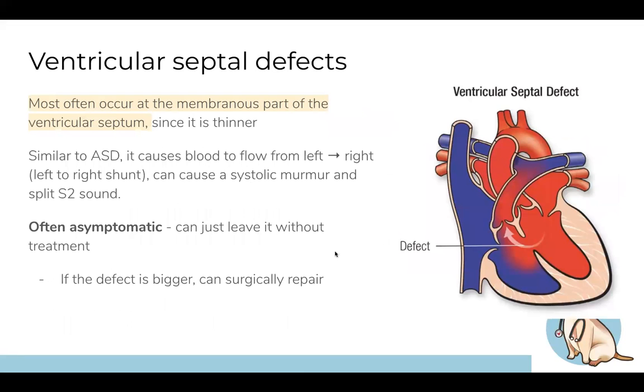Then you have defects in your ventricle. Usually it happens at the membranous part. It's usually asymptomatic, similar to the other one. If it's too big, then you can repair it, but usually it'll be fine. It's not going to cause too big of an issue. Very similar things to atrial septal defect.